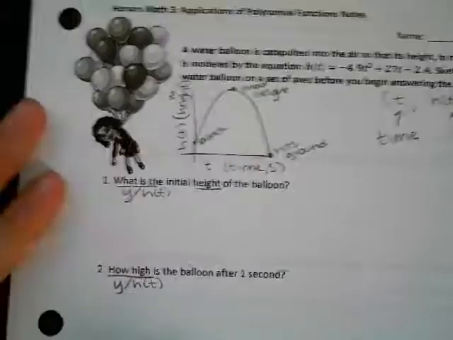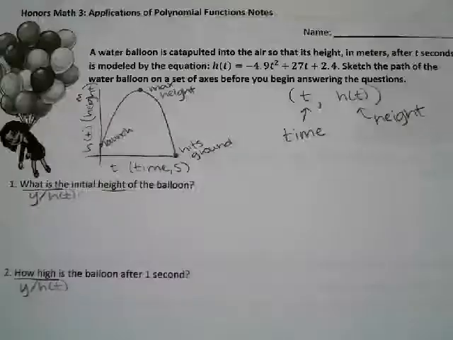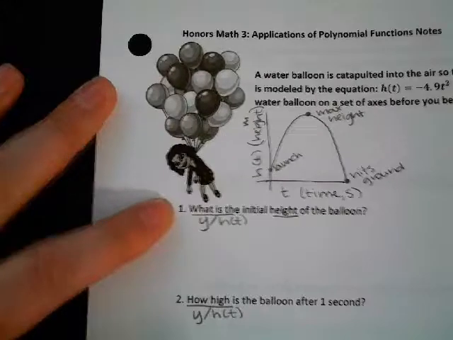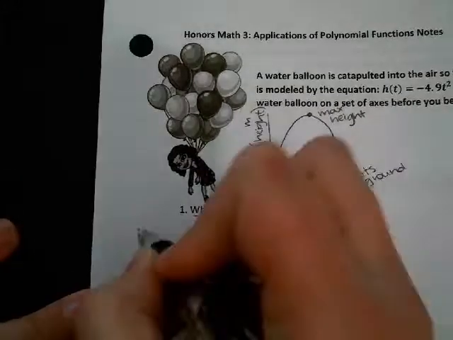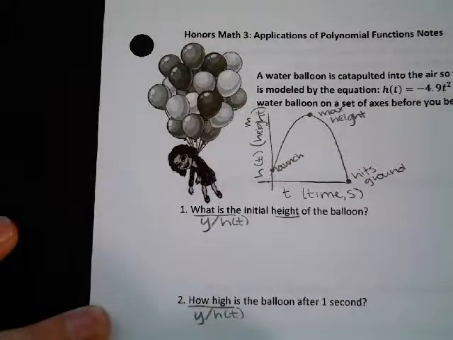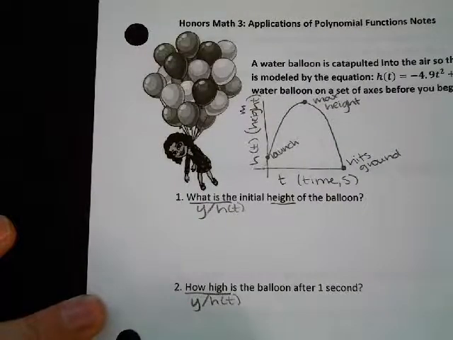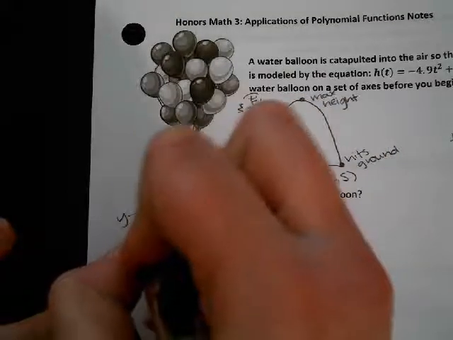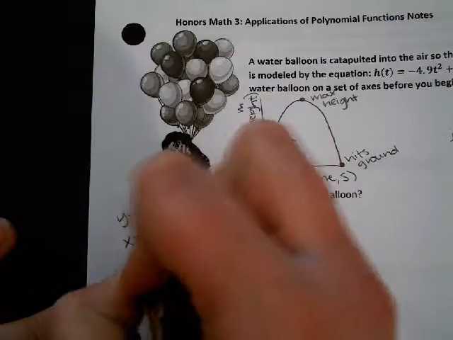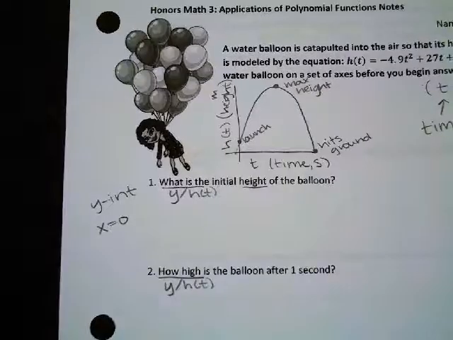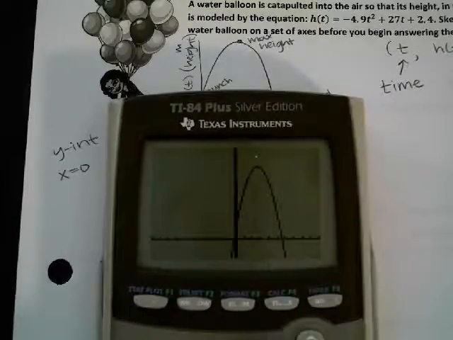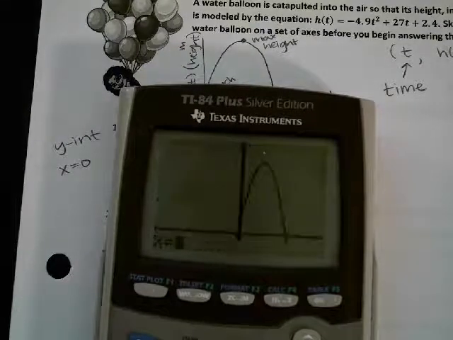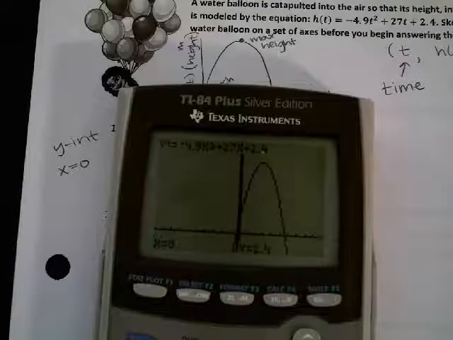It says, what is the initial height of the balloon? So here they didn't give us something to plug in, but it's one of those specific points. The initial height of the balloon is the y-intercept. Well, actually they kind of give you something to plug in because the y-intercept tells you to plug in x equals 0. So number one, this is the y-intercept. You're going to plug in x equals 0. So on our calculators, we're going to do second trace, option number 1, plug in x equals 0. And we get 2.4.